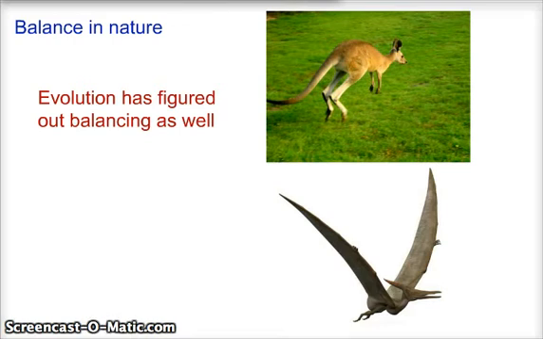And the pterodactyl, we're actually going to be looking at the head of the pterodactyl here. You can see that the back of the head is almost a mirror image of the beak of the pterodactyl, and that allows the pterodactyl to keep its head in a balanced position when it's flying. So the back of the head there works as a counterweight to the beak to allow the head to remain balanced.